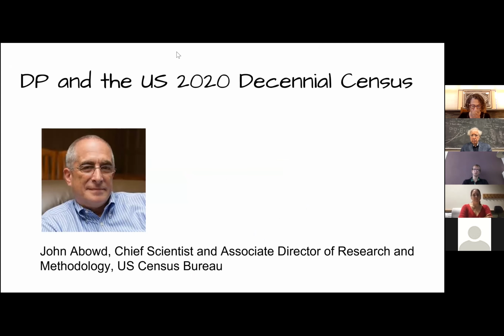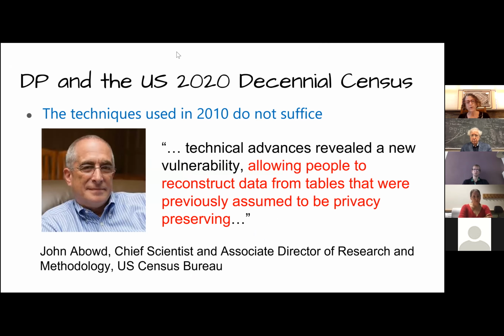So this is John Abowd, the chief scientist and associate director of research and methodology at the Census Bureau. And what he said was that the techniques that were used for disclosure avoidance in the 2010 census don't suffice. And what he's referring to here is the Reconstruction theorem, the fundamental law, allowing people to reconstruct data from tables that were previously assumed to be privacy preserving.